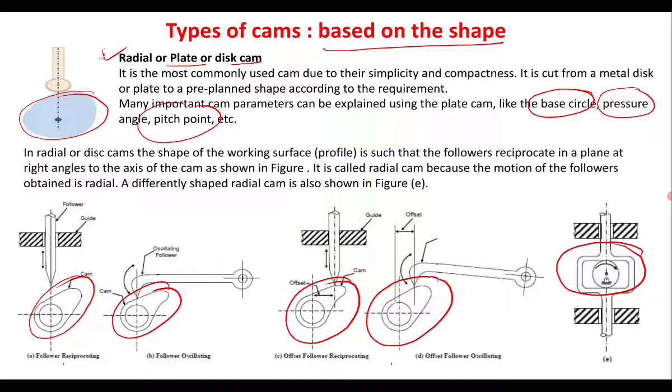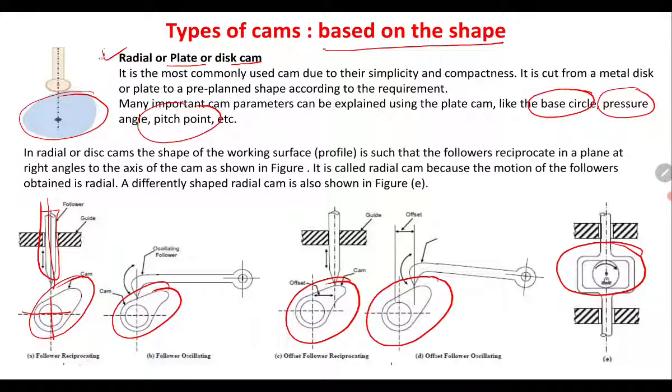In a radial or disc cam, the shape of the working surface or profile is such that the follower reciprocates in a plane at right angle to the axis of the cam, as shown in the figure. So this is the axis of the cam and this is the axis of the follower, and they are at a right angle. It is called radial cam because the motion of the follower obtained is radial. So a differently shaped radial cam you will see in the various figures.